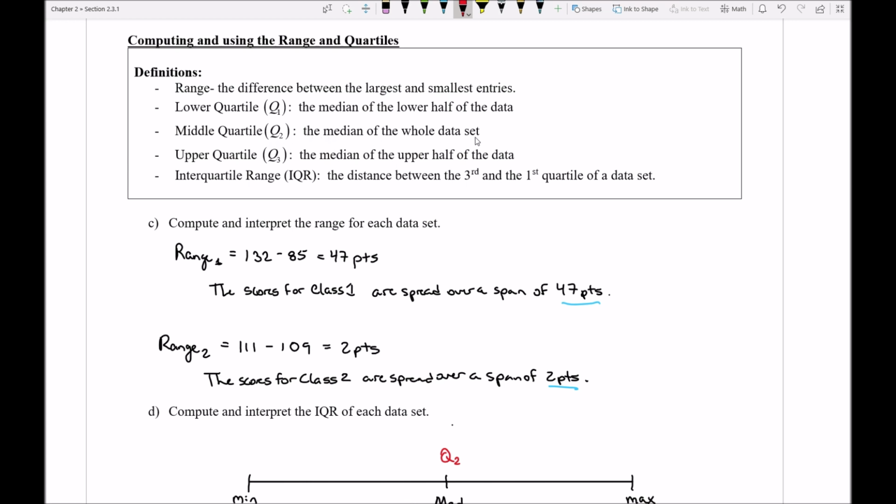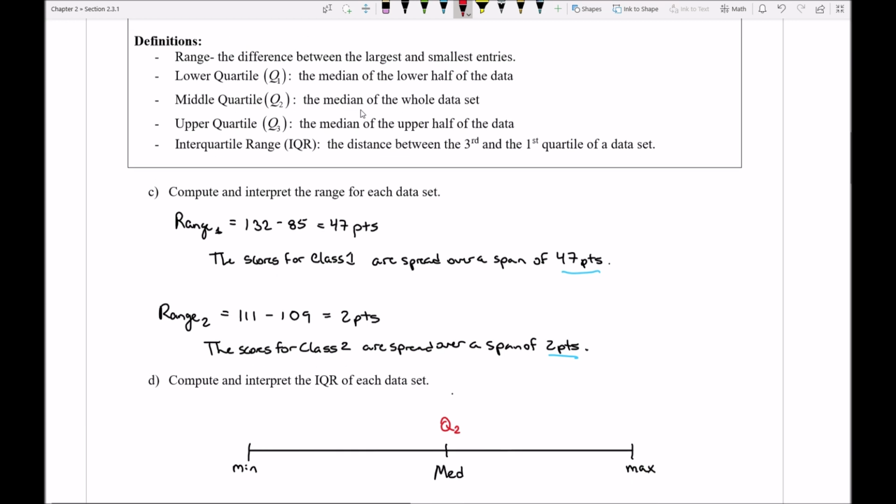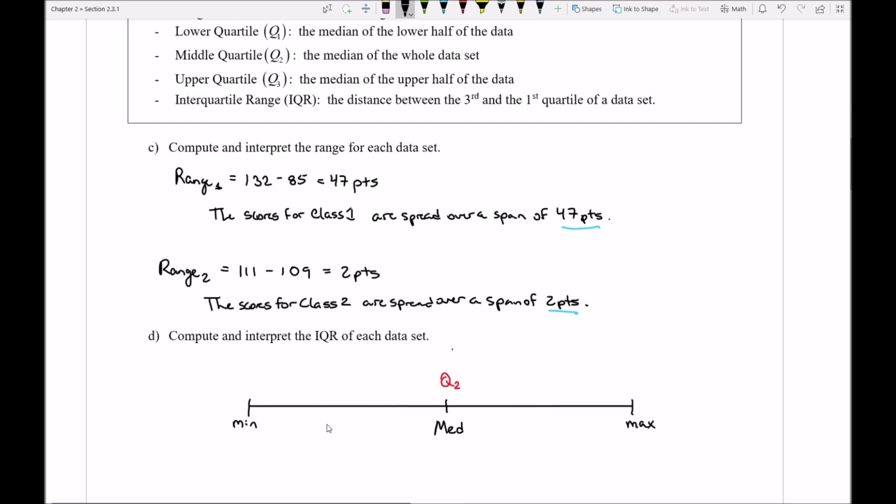Okay, pretty easy. Now notice if I want to find Q1, that's the median, or the middle, of the lower half of the data set. So notice down here, from min to median is my lower half, and if I chop that in half, that creates Q number 1.